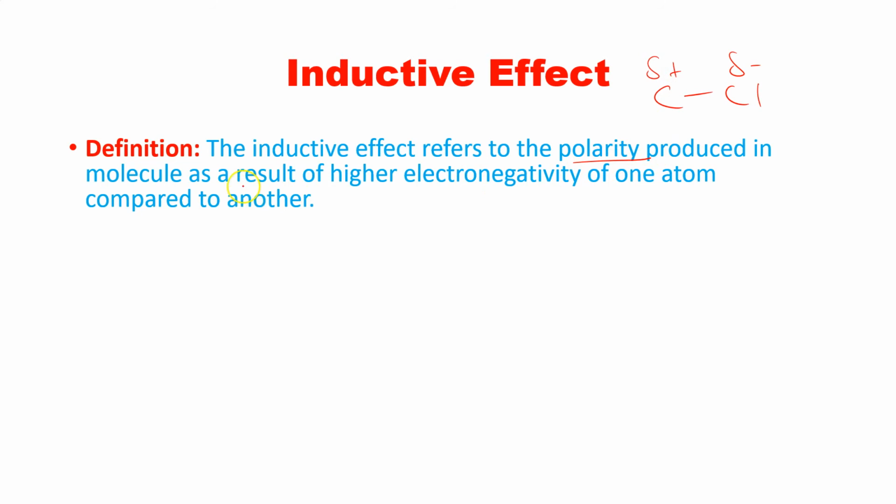Polarity is produced in a molecule as a result of higher electronegativity of one atom compared to another. Here the electronegativity of chlorine is higher, due to which the electrons move towards the chlorine. So this polarity is said to be an inductive effect, where there is not equal electronegativity between two atoms. One is more electronegative and the other is less electronegative. So there is a shift of electrons, and the electron density increases on the atom which has higher electronegativity.